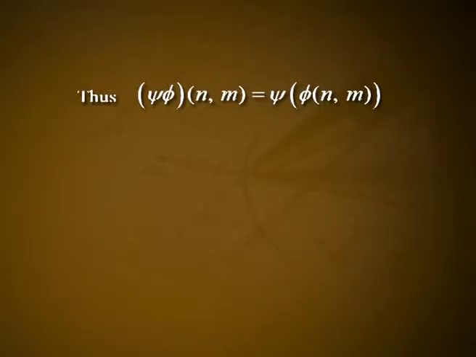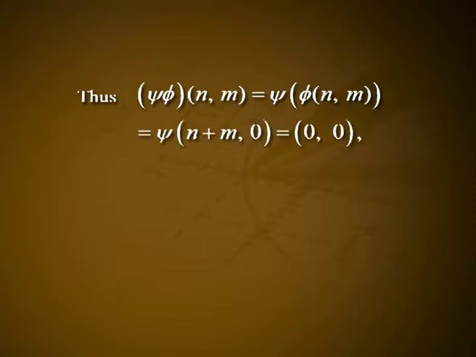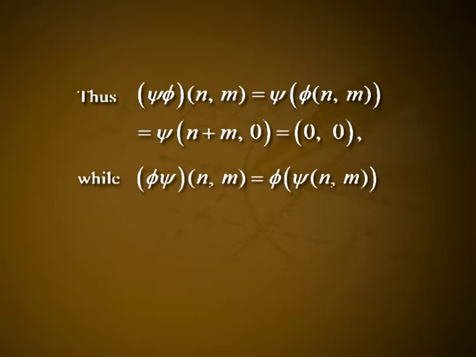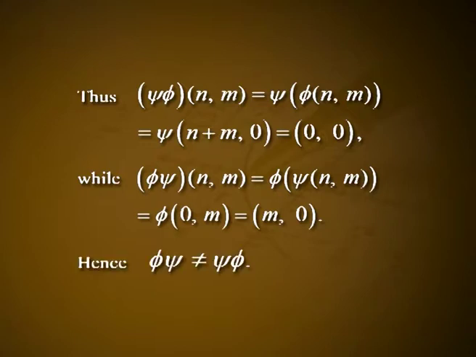Note that phi maps everything onto the first factor of Z cross Z and psi collapses the first factor. Thus, psi phi of (n, m) is equal to psi of phi of (n, m), which is equal to psi of (n plus m, 0), which is equal to (0, 0), while phi psi of (n, m) is equal to phi of psi of (n, m), which is equal to phi of (0, m), which is equal to (m, 0). Hence, phi psi is not equal to psi phi.